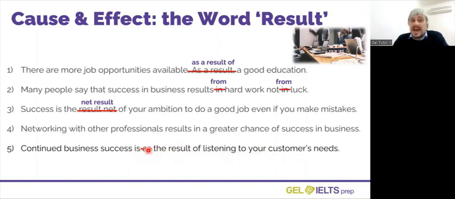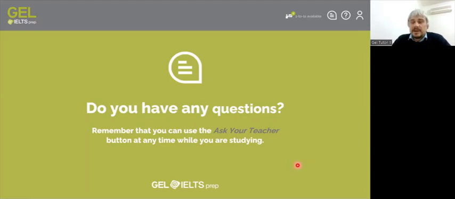If we use the word as, then we need to use a different verb before. For example, continued business success happens as the result of listening to your customers' needs. We don't use the verb be and as together in this phrase. That is the end of the class. Hopefully now you have a wider range of language you can use to describe cause and effect, or effect and cause, in different orders and different situations.